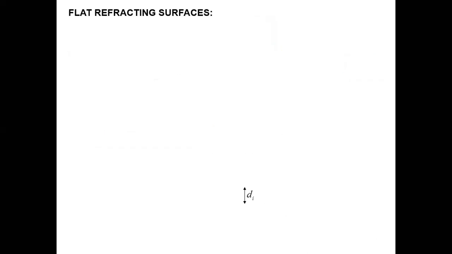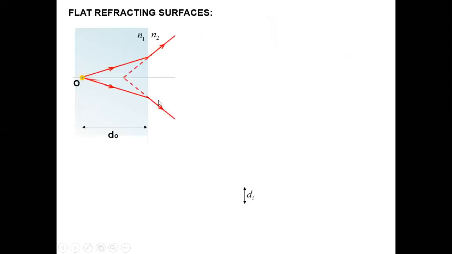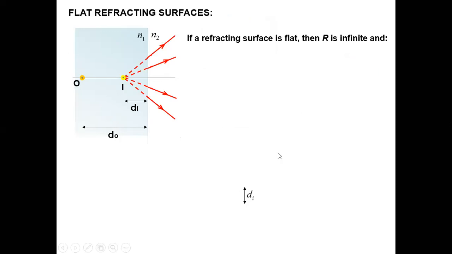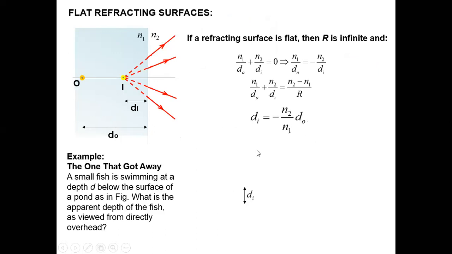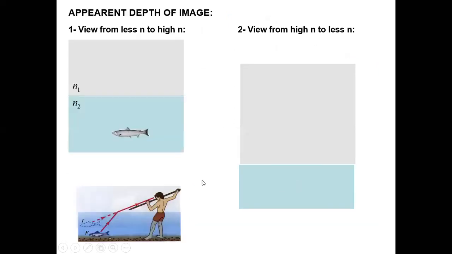So let's continue. Flat refracting surfaces: again, for flat surfaces, if you change the medium, there is going to be refraction if the densities of the mediums are not the same. If a refracting surface is flat, then R is infinite. That means the radius is going to be infinite. Then we find the formula over here. I'm not going to stay on this. Let's move on. Actually, you don't need to know this.